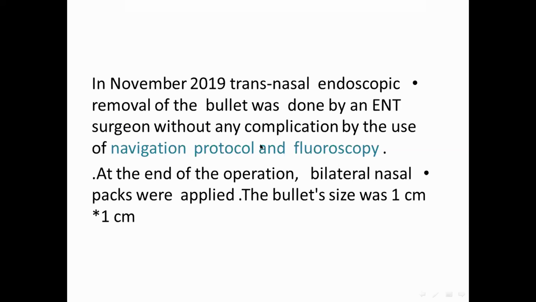Okay, it's a very useful protocol. The fluoroscopy is the use of frequent X-ray in order to know the exact location of the pellet. So by using these two protocols, Dr. Qais removed the pellet without any complication and without any incision, by just a transnasal endoscopic approach. And at the end of the operation, bilateral nasal packs were applied.